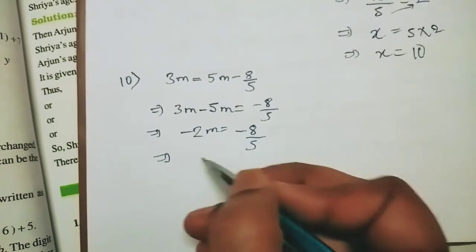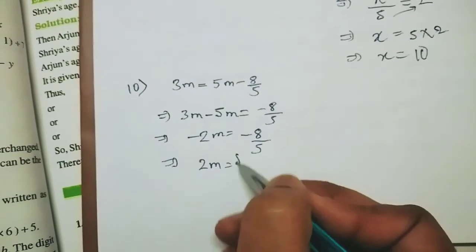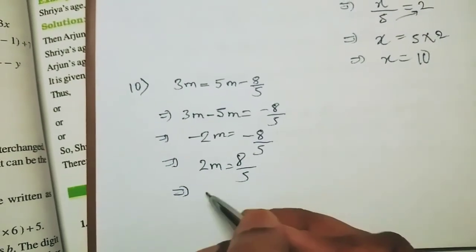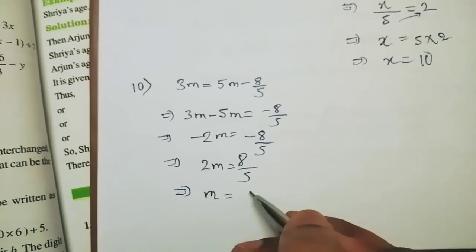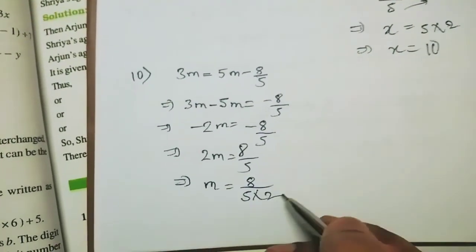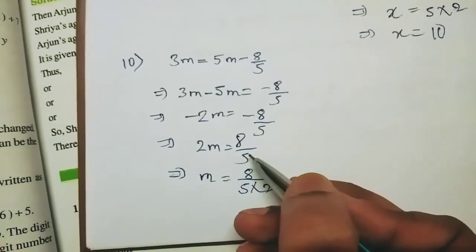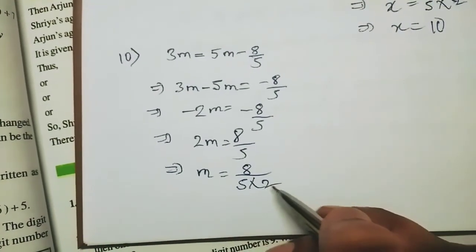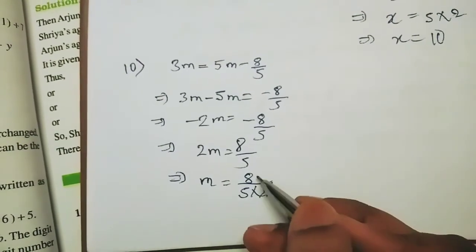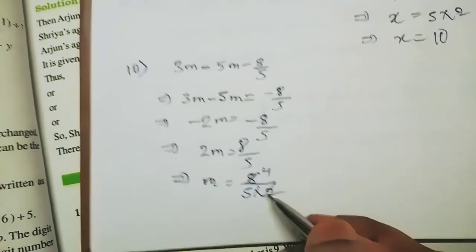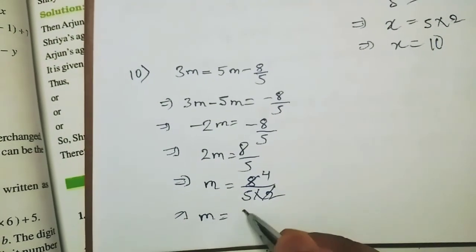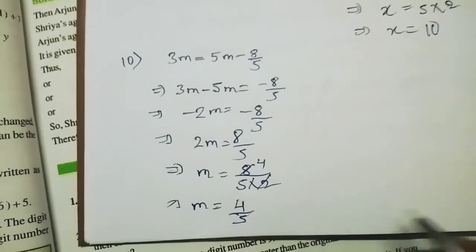So what will be the answer now? 2m equal to 8 by 5. Okay. Now this 2 will go this side, down. So m equal to 8 divided by 5 into 2. This 2 will always go down, you know this, and it will be in multiplication form with this 5. Always remember this. Now this 2 and 8 will be cut and it will be 4. So 2 4 is 8. Now 4 by 5. So what is the value of m here? m equal to 4 by 5. This is the answer of this question.